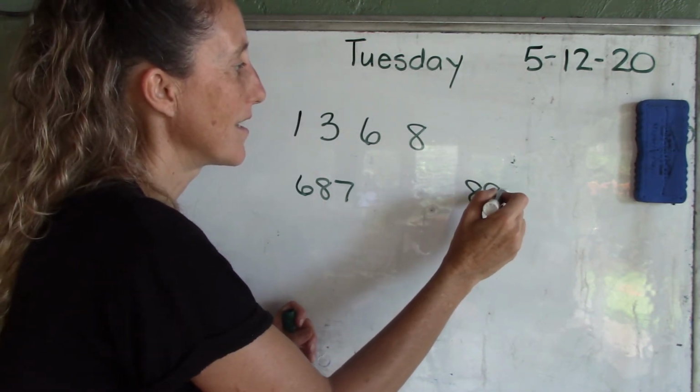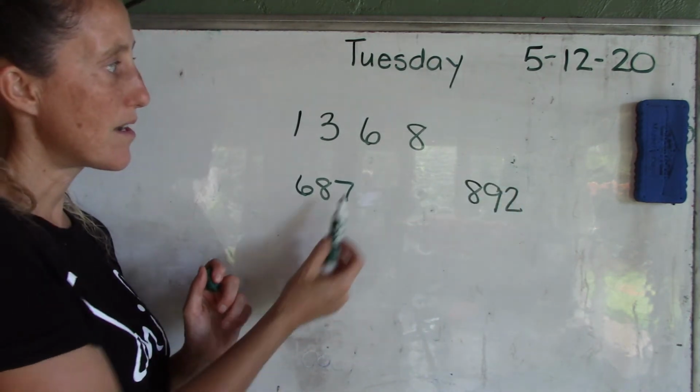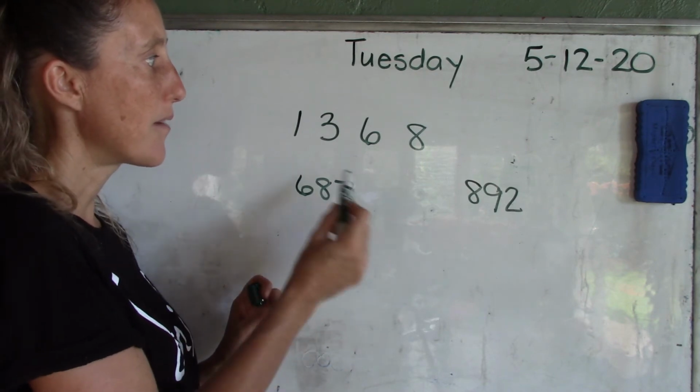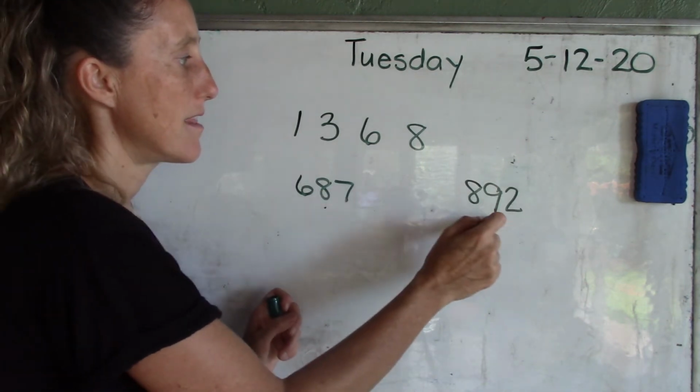I wrote the wrong one. Okay, what number could we say would be an even number that would be between this number and this number?